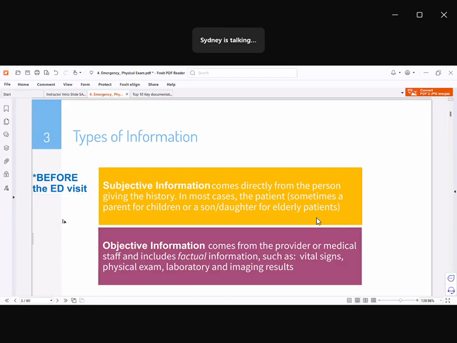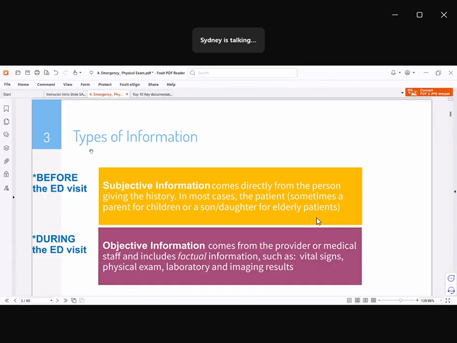So, objective is factual. In particular, we think about things that happen during the ED visit. So, let's say a nurse notes in triage that the patient had a high blood pressure. That would be treated as objective. If the doctor sees something in the room, that's part of the objective exam. And if we get a lab result back during the visit, that would also be objective.